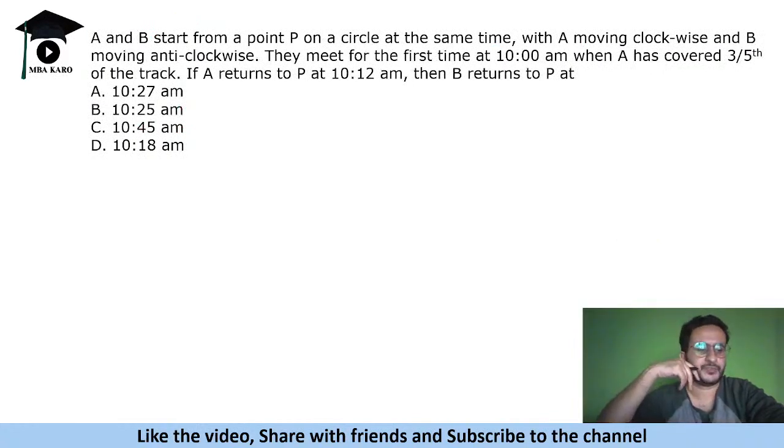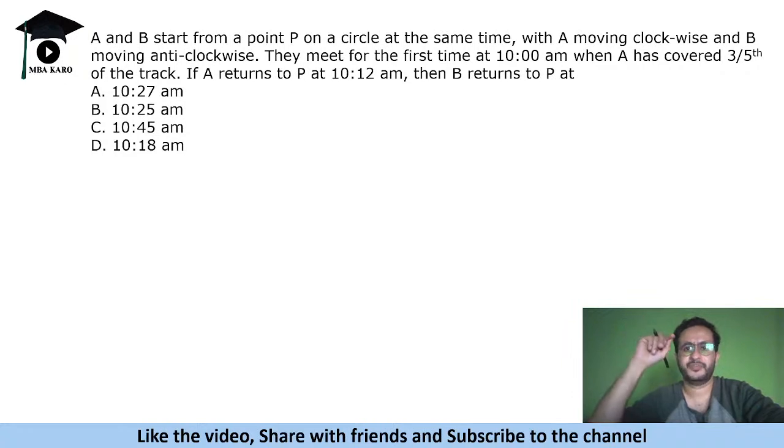So, next question: A and B start from a point P on a circle at the same time, with A moving clockwise and B moving anti-clockwise. They meet for the first time at 10 a.m. when A has covered 3/5 of the track. A returns to P at 12 a.m. Then B returns to P at what time? So it is exactly the same as the previous question, just that वो circular track में दिया है.